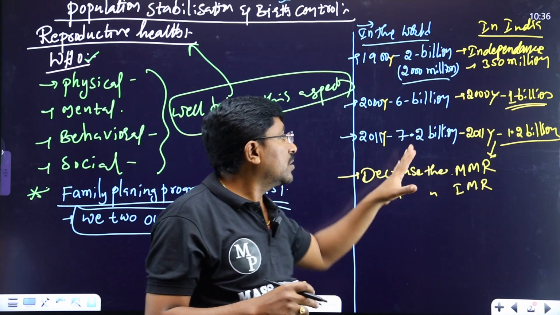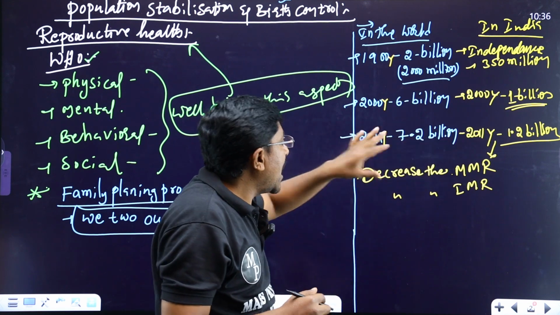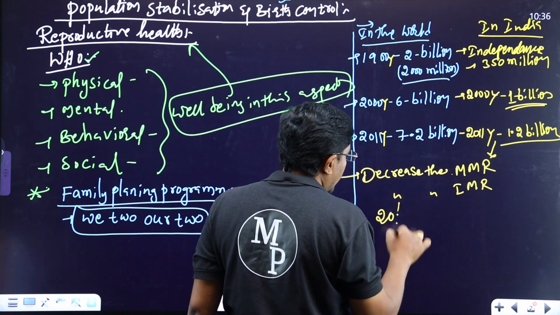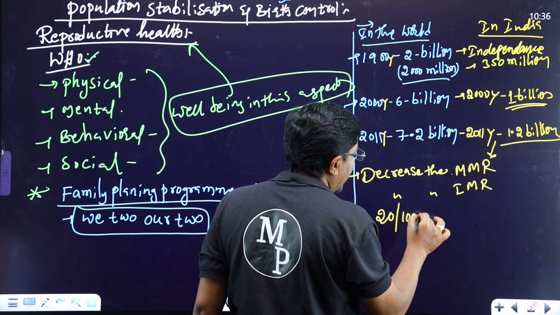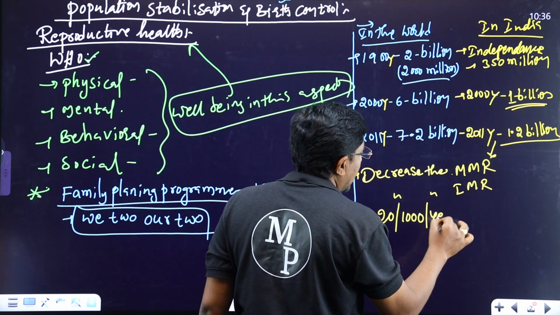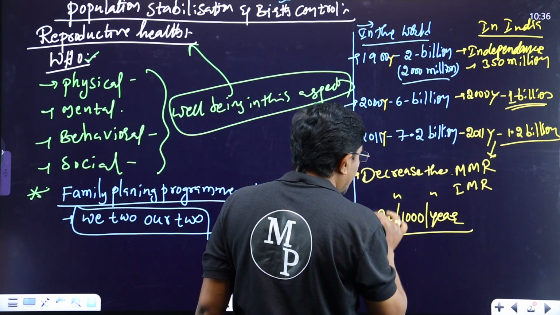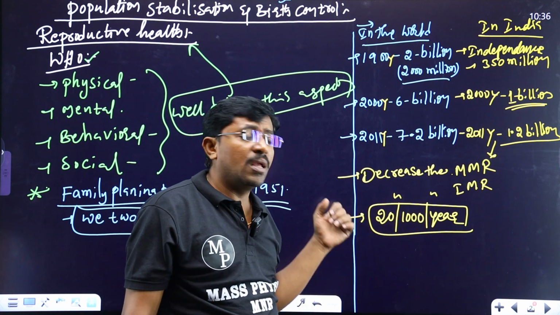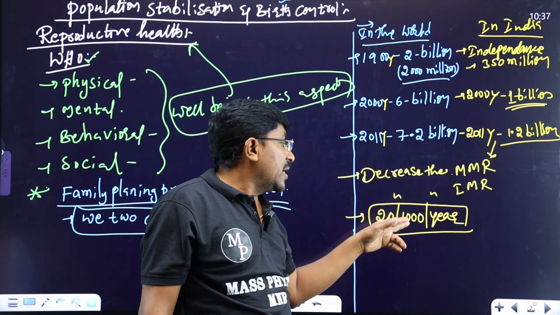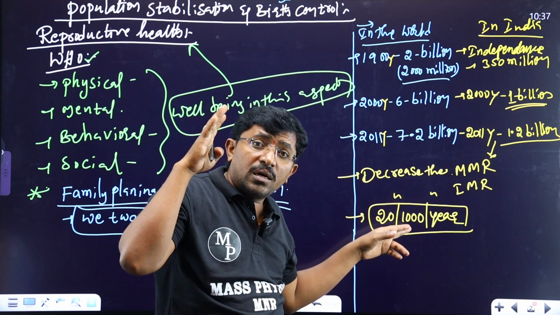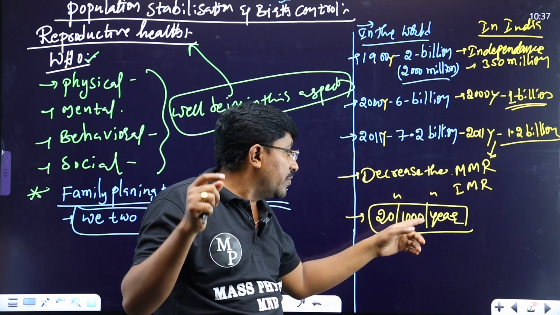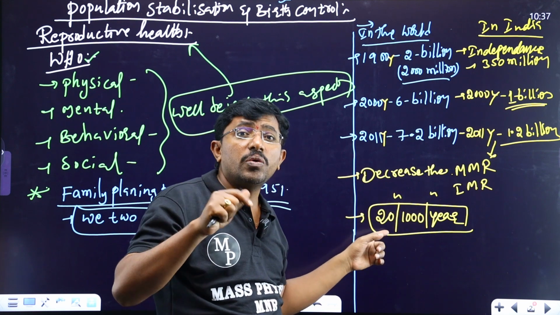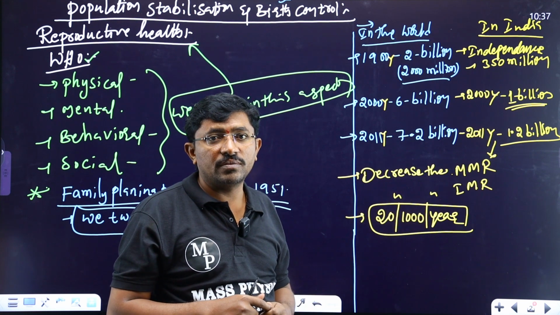Okay, so these are some points, and based on this explanation, in every 1,000 individuals per year, 20 new offspring are born. So this is one important point here. 20 means in every 1,000 population, every year 20 new offspring are born.